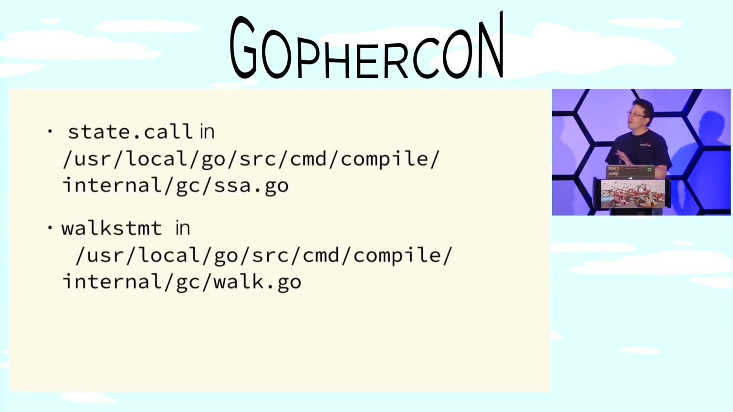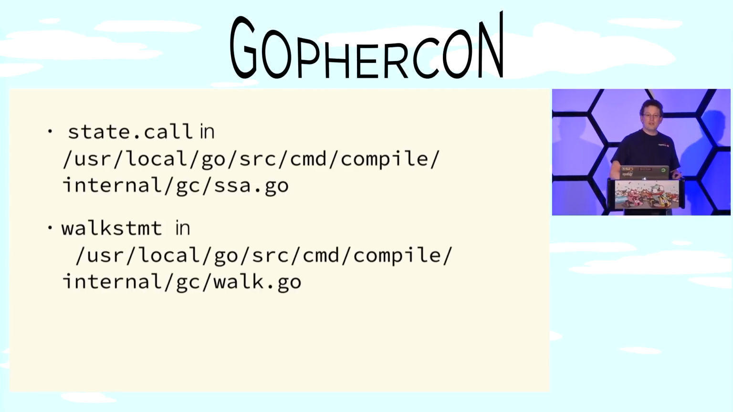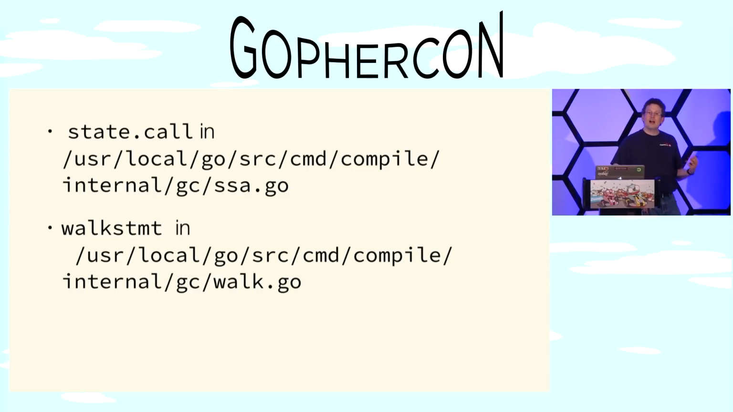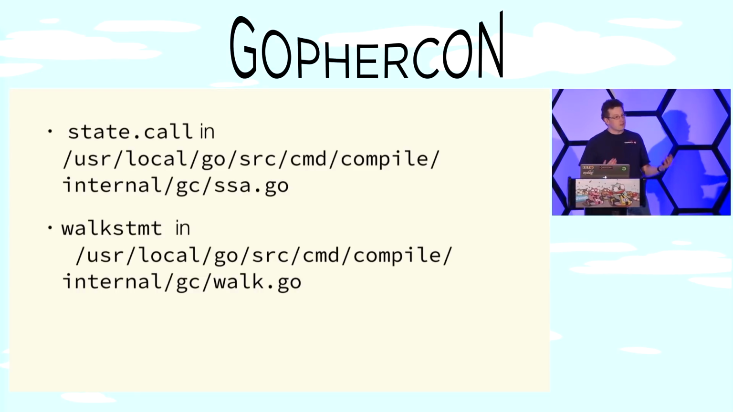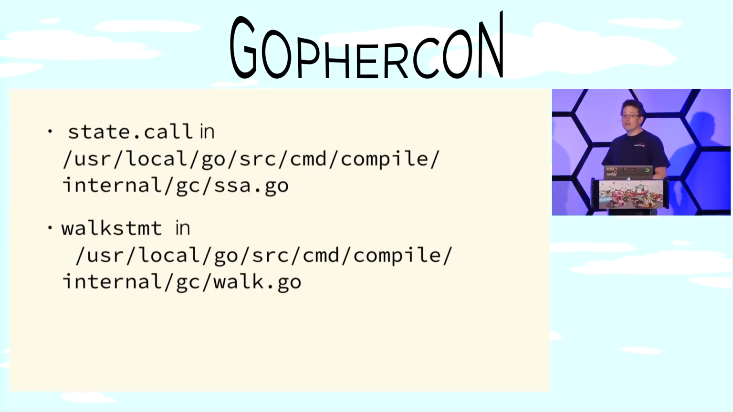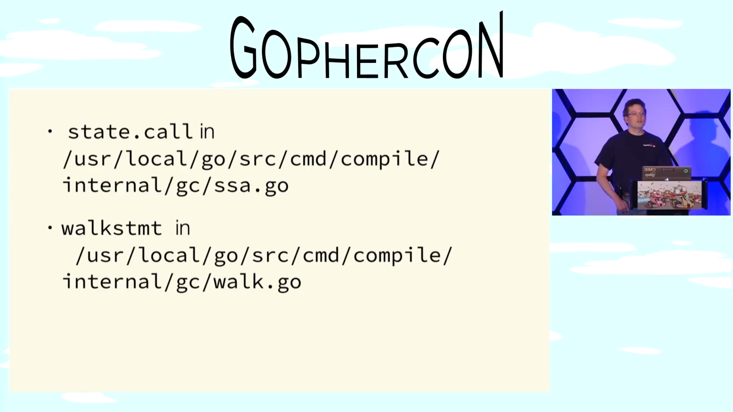So unfortunately, the code that implements this is a little too complicated to go through right now, but if you want to look it up yourself, look at the end of the state.call method in compile internal gc ssa.go, and you'll see the code that defines the order that defer statements run in. And you can see the values being assigned to named return parameters in the walk statement function in compile internal gc walk.go.